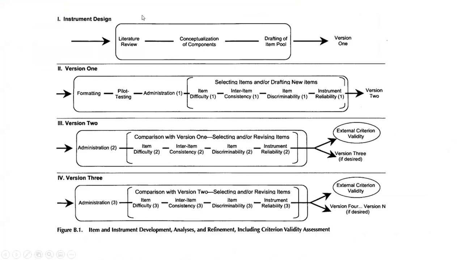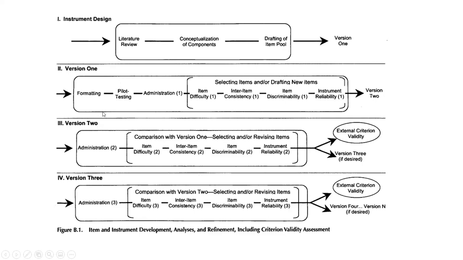From the literature review, nak buat instrument pun, we need to go through the literature. We come up the concept dulu. Okay, to measure that variable, so what should be included. And then based on the concept ni, we draft the item pool. Item, we list down the possible items reflecting that particular construct. Okay, and then we come up with version 1. Okay, based on version 1 ni, kita format. We format. We arrange according to its level.